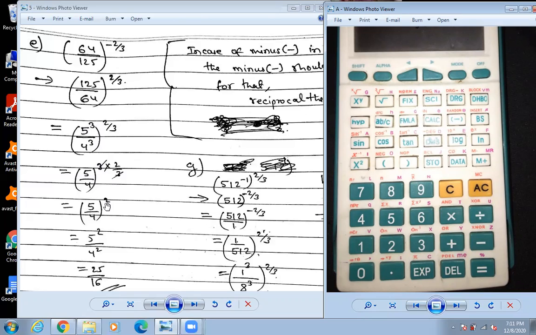So most of the people, what they will do, this 2 will be given to 5 only, and they will be so happy. Your answer is right on this, so they will be so happy. No. Since this is a bracket sign, there is a square sign outside the bracket, so you need to give this 2 square to both the numbers. Just think that this is your parents, these are your children. If they bring something, they will give to both the children, not only this one. So square will be given to both, so it will be 5 square, 4 square.